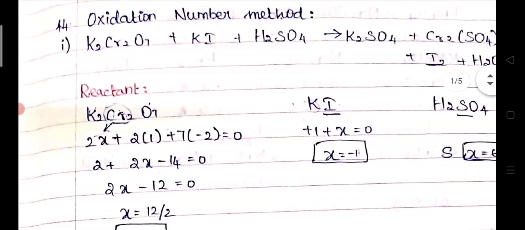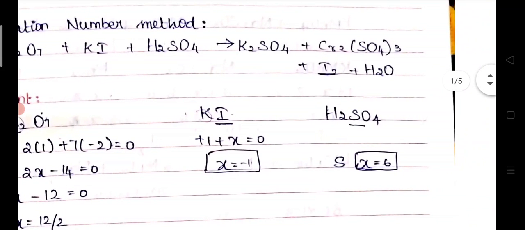What is the next reactant? KI. In KI, we don't know iodine, but we know potassium. The oxidation number of potassium is +1, we don't know iodine, so take it as X, and the sum equal to 0. You will get the answer as X is equal to -1. So the oxidation number of iodine is -1 in KI. Next is H2SO4. The oxidation state of sulfur in H2SO4 will be +6. So keep that in mind.